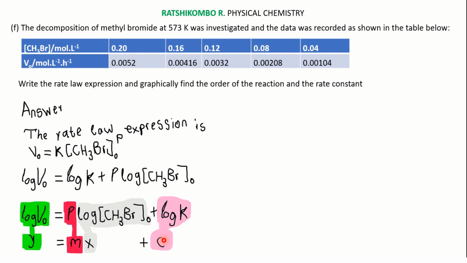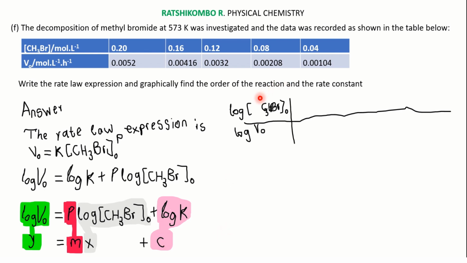So now, without any waste of time, let's quickly plot. We're going to write our plotting table here, whereby we're going to have CH3Br. Sorry, my pen just wrote it in an unfamiliar way here, but I will explain it. So this is what is going on. This one is exactly this one. In other words, this is the methyl bromide, or the concentration of methyl bromide, and then from there, this is log v0.